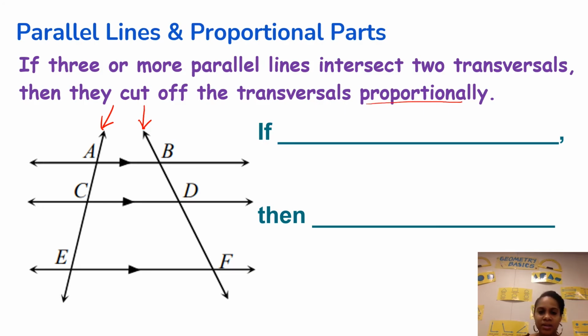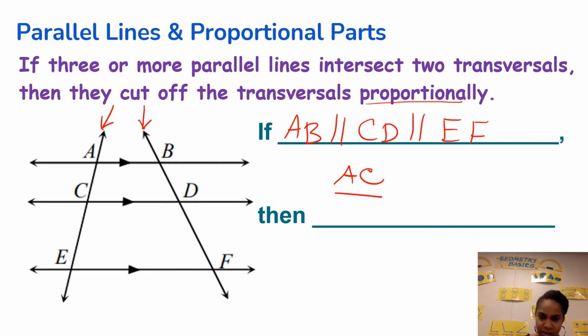All right, so that means that if AB is parallel to CD and parallel to EF, then AC over CE is proportional to BD over DF. All right, so that is parallel lines and proportional parts.